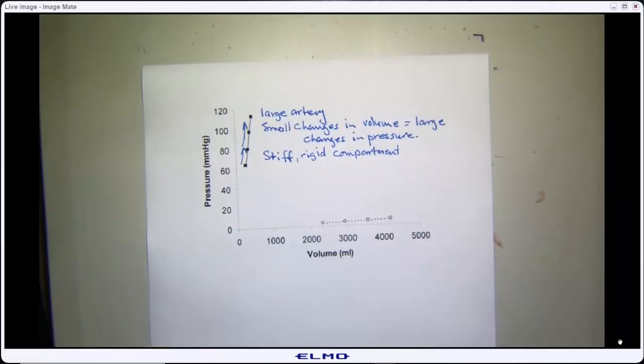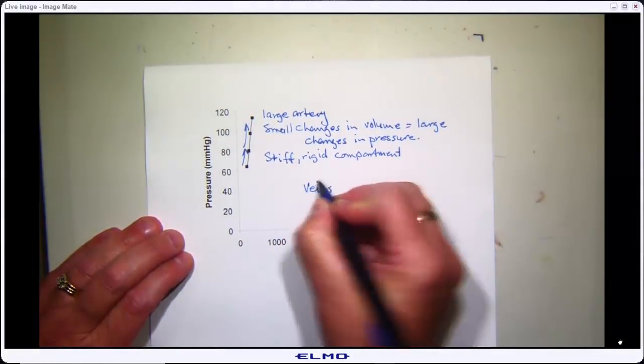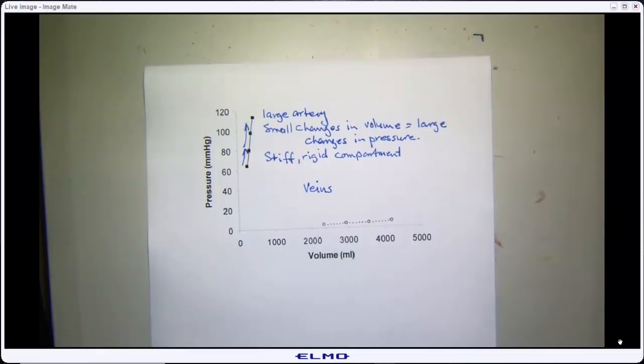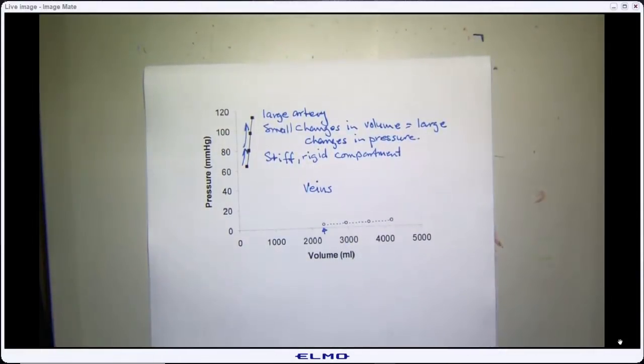Really non-compliant, okay? And that's in opposition to what veins look like. Okay, veins, and again, these are physiologically relevant volumes. Veins can have, let's say, 2.5 liters of volume in them and have very low pressures, 1 or 2 or 3 millimeters of mercury.